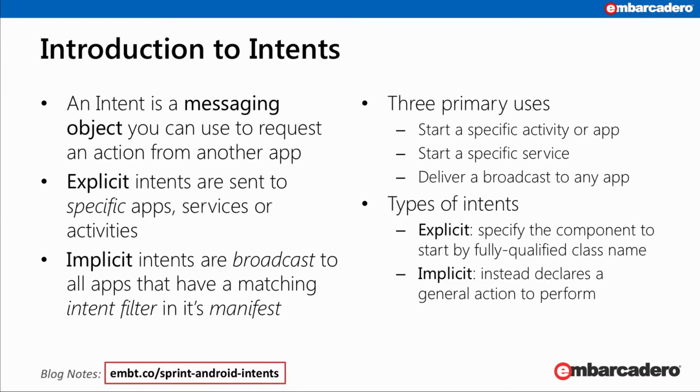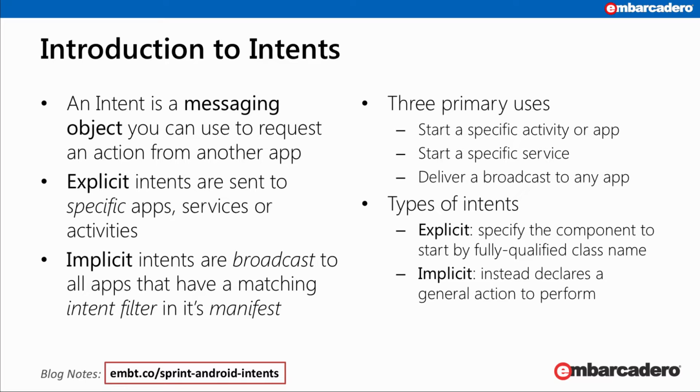So an intent is a messaging object that you can use to request action from another app. The typical uses you're going to see is you're going to start a specific app or activity, or you can start services. We already looked at services previously. Intents are a great way to start services, but you can also use them to deliver a broadcast to any app, where you can just broadcast across the entire device.